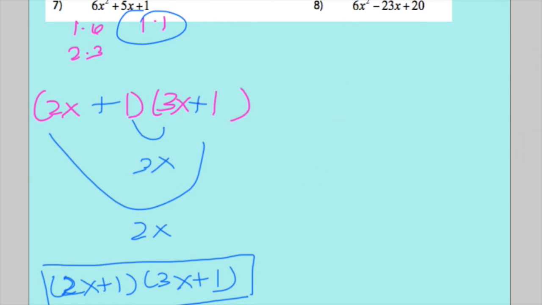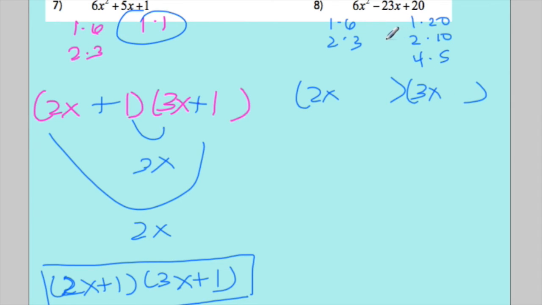Okay, looking at number 8. This one's a little bit trickier. No primes on the beginning or on the end. So 6, we have 1 times 6 and 2 times 3. So I'm going to start out with my 2 and the 3 just to give it a try. 20, there's 1 times 20, 2 times 10, 4 times 5. So I want to get to 23.